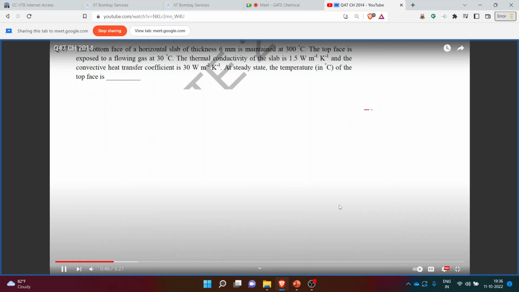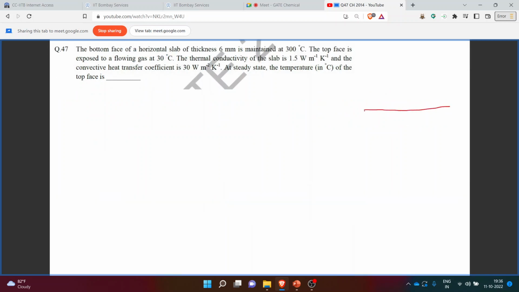Let's draw a general schematic. We have been given a horizontal slab, and the thickness is given as 6 mm, that is 6 into 10 raised to minus 3 meter. The bottom face of the slab is maintained at 300 degrees Celsius, and the top face is exposed to a flowing gas of 30 degrees Celsius. Let's just consider we have flowing gas over here, and its temperature is 30 degrees Celsius.